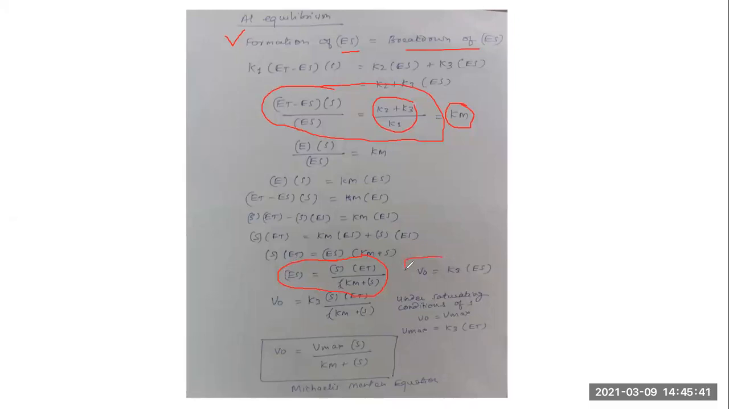And you remember initially when we said that initial velocity is equal to K3 ES. So now we can replace the value of ES in this equation here. So you will have V0 is equal to K3 ET S upon Km plus S, right? What you have done, you have replaced the value of ES, this is the value of ES, in this equation here.